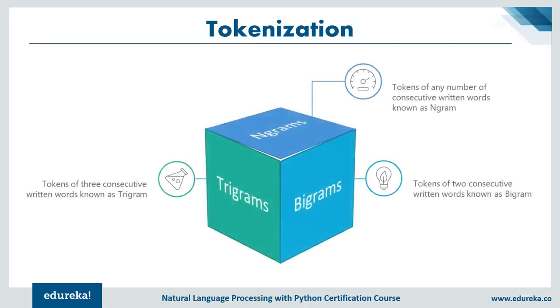Now another important key term in tokenization is bigrams, trigrams, and n-grams. Now what does this mean? Bigrams refers to tokens of 2 consecutive words, known as a bigram.